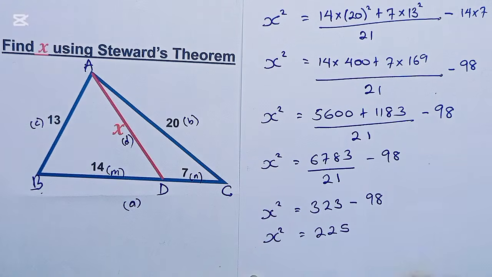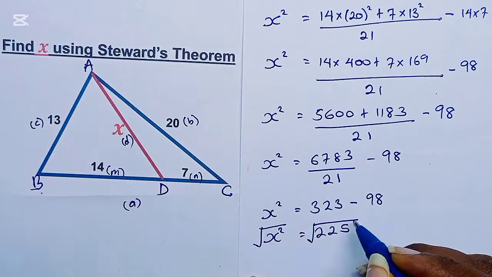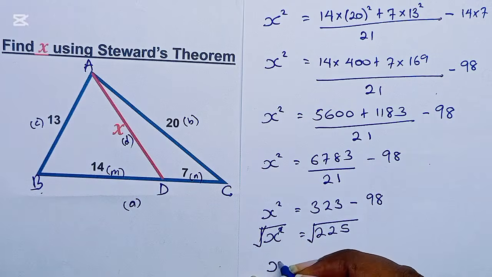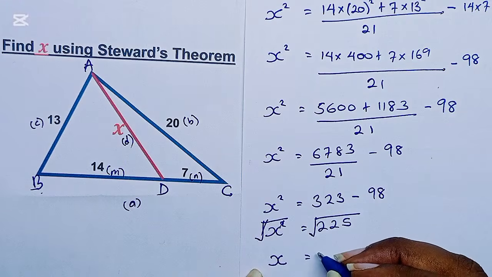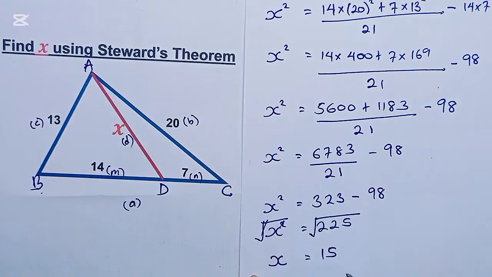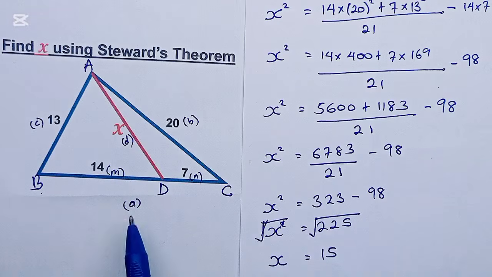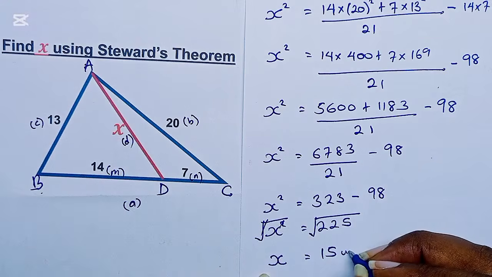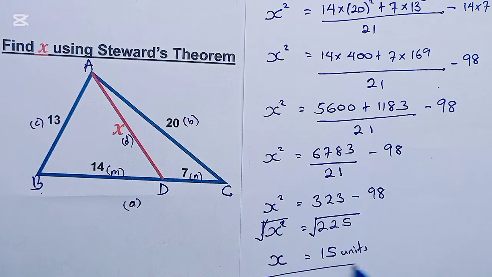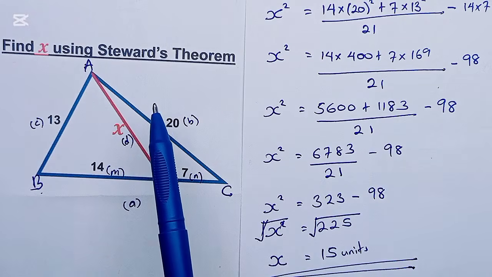When you subtract this, you get 225. So since it's x squared, to eliminate the square, we shall find the square root on both sides. And so x is equal to, square root of this is 15. So it's either plus or minus, but since x represents length, which is distance, it cannot be negative. So we consider the positive. So x is 15 units. So that's how you solve this for the value of x using Stewart's theorem.